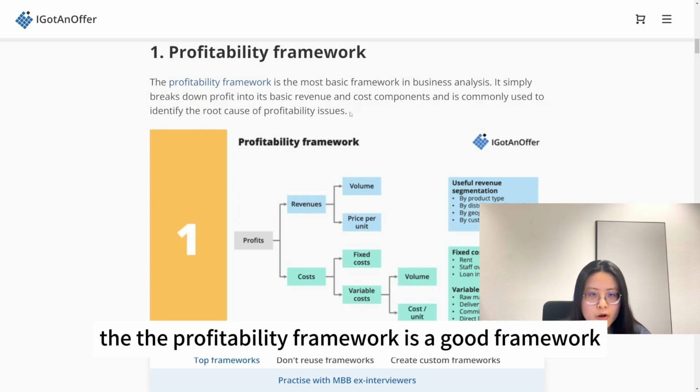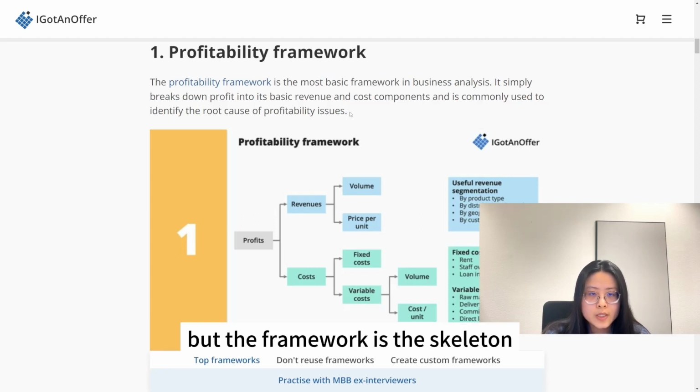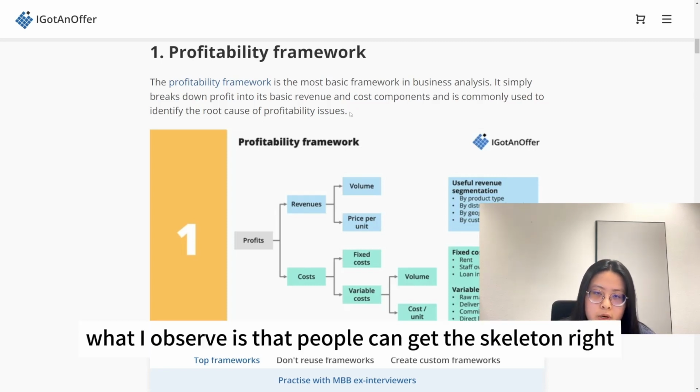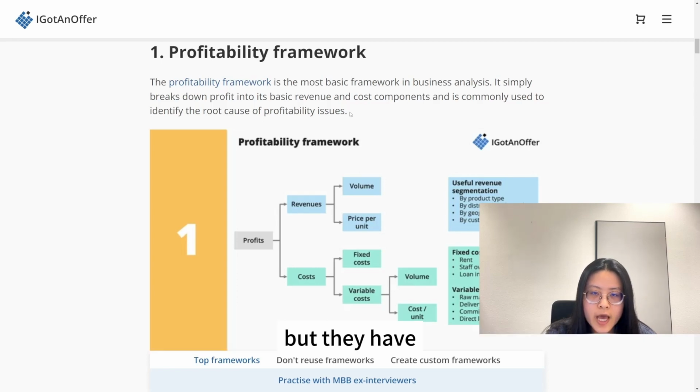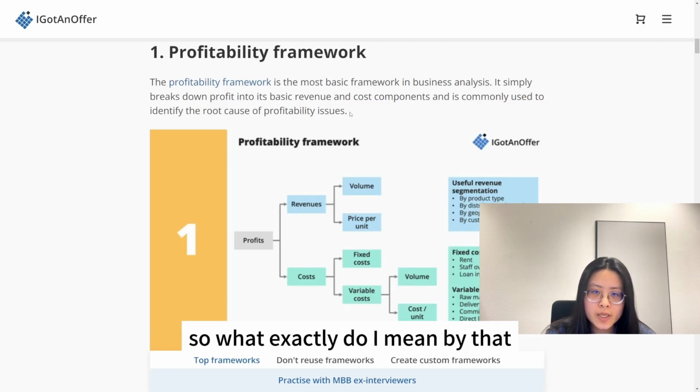The profitability framework is a good framework. That's why it has been taught and used for so many years. But the framework is the skeleton of your decision making. The data is the flesh. What I observe is that people can get the skeleton right, but they have problems attaching the flesh to the skeleton. So what exactly do I mean by that?